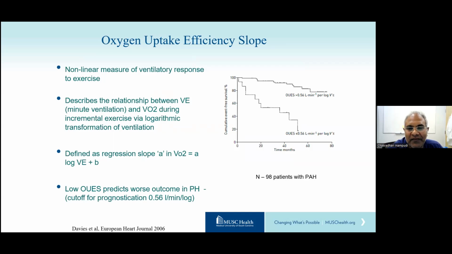Moving on to oxygen uptake efficiency slope. It's a non-linear measure of ventilatory response to exercise. It describes the relationship between minute ventilation and the VO2 during an incremental exercise, and it takes into consideration the logarithmic transformation of ventilation. It is defined as a regression slope of VO2 against log VE. Important to understand for patients with PH, a low oxygen uptake efficiency slope predicts worse outcome in PH patients. From a numbers perspective, if you want the cutoff, it's 0.56 liters per minute in this single center study of 98 patients with pulmonary arterial hypertension.